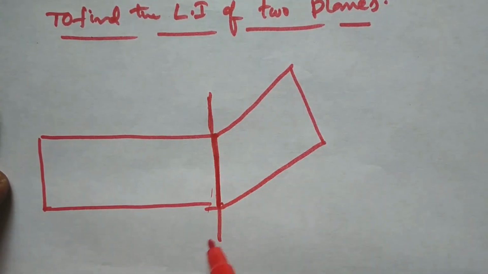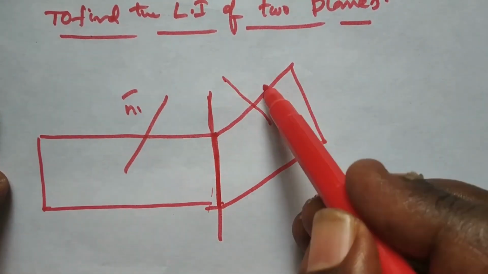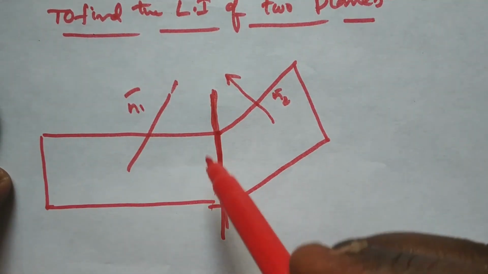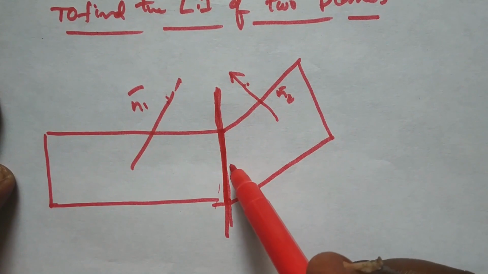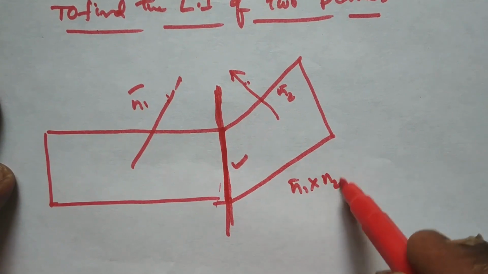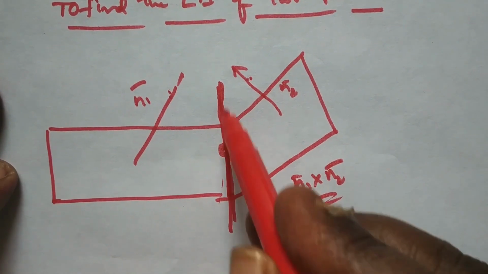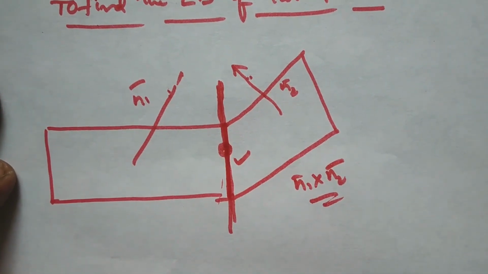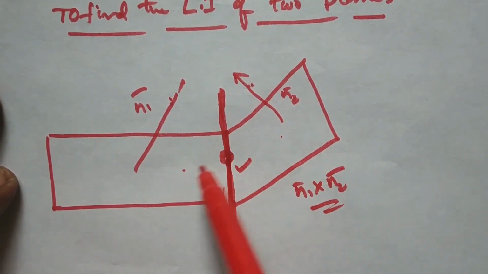How to find this line of intersection? N1 bar is normal to this plane, N2 bar is normal to this plane. Now this line is parallel to the line perpendicular to both normals. You know that. So we can easily find the direction ratios of the line of intersection by finding N1 bar cross N2 bar. But the problem is you have to find one point on the line. Once you know the direction ratios of the line and a point on the line, you can write the equation of the line. So the problem is you have to identify the point on both the planes.